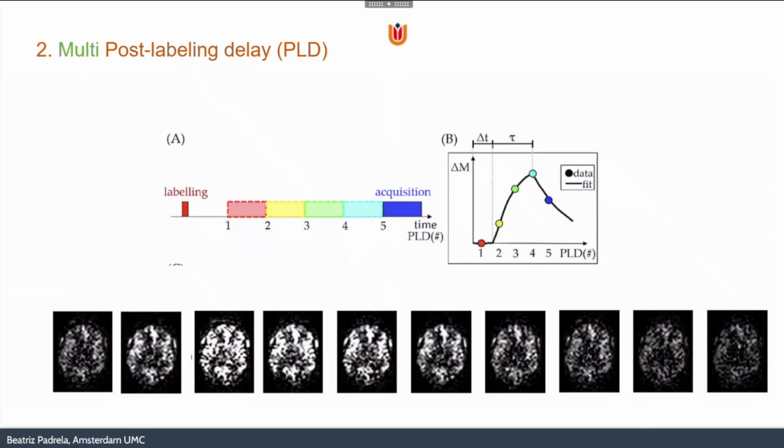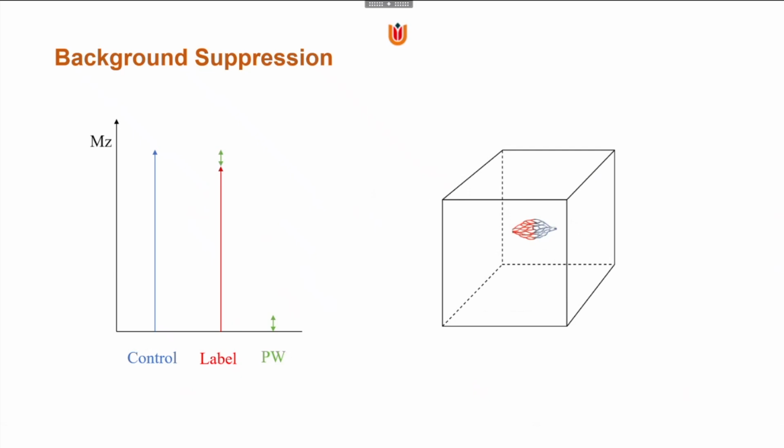And this is just an example of what happens, right? Per voxel, this is the signal that you'll have before the blood arrives, then when the blood starts arriving, and then with the T1 decay. And then you have multiple images like this, and this will allow a better quantification.